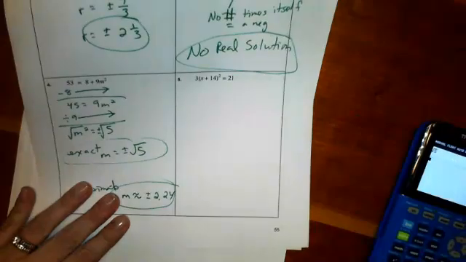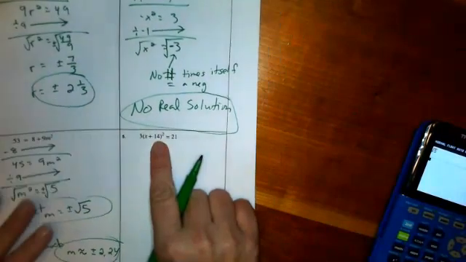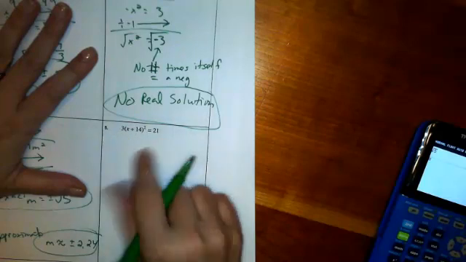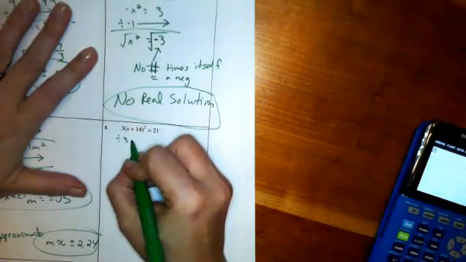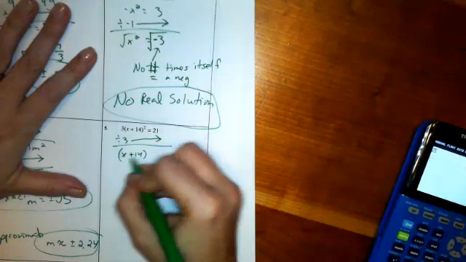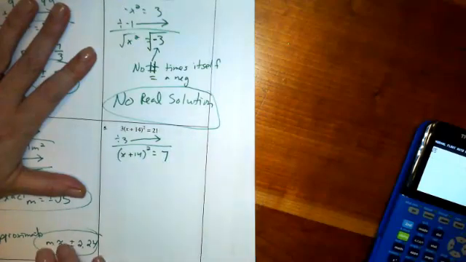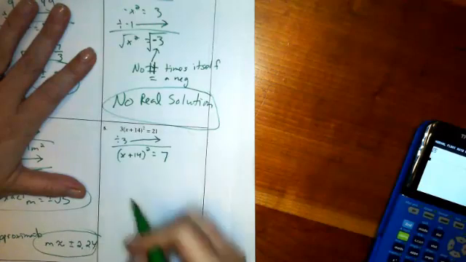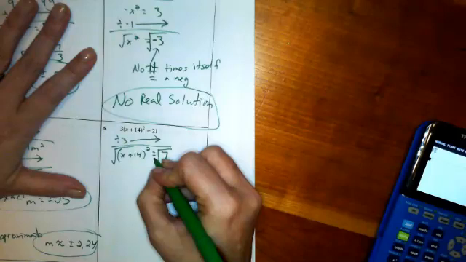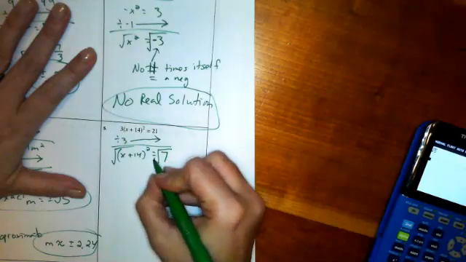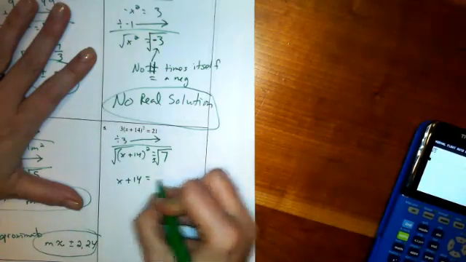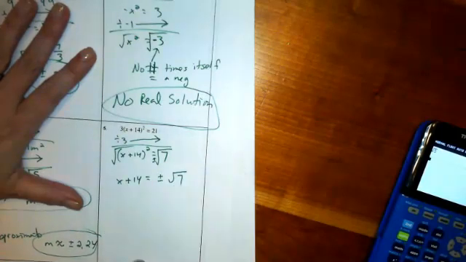Okay, let's go on to problem number 5. On this one, we are not going to distribute that 3. There's no reason to. We're just going to right away divide by 3. We get x plus 14 squared equals 7. Whenever we have a square, we have to take the square root to get rid of it. And again, we are going to have a positive and a negative. We get x plus 14 equals positive or negative square root of 7.